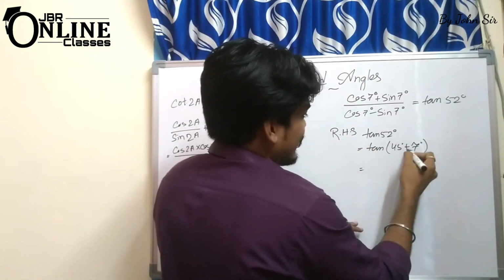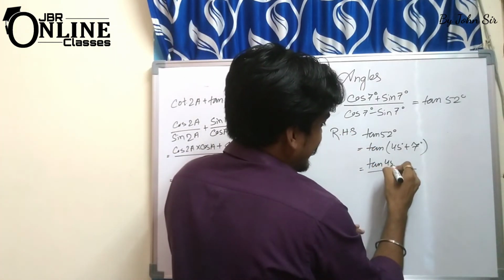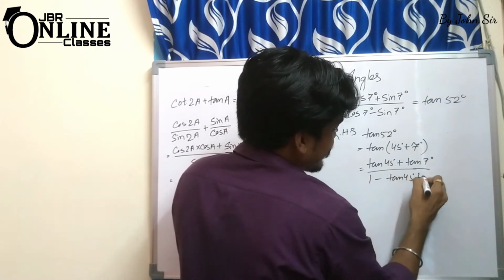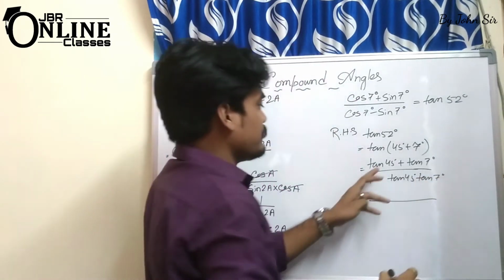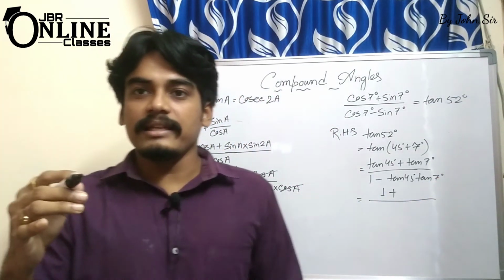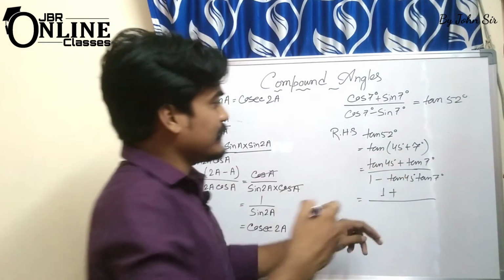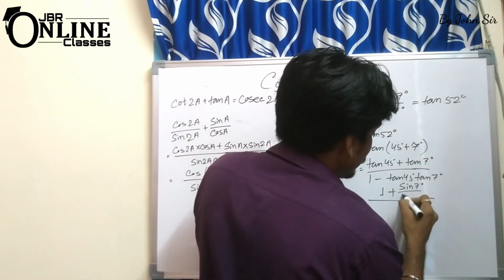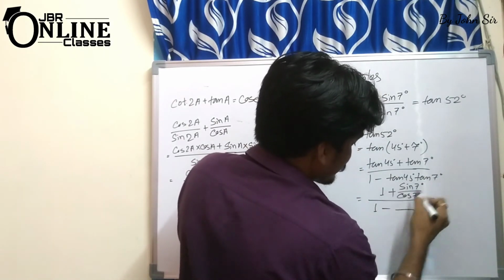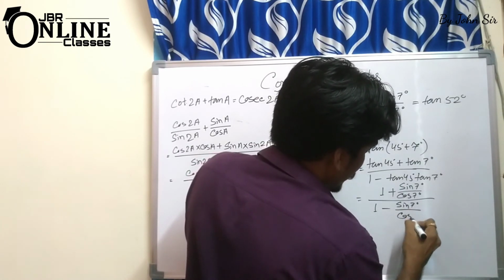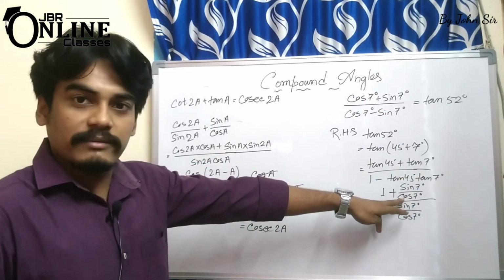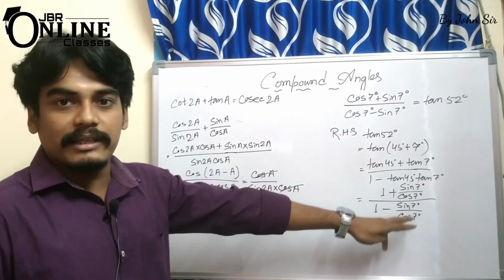So now you can apply here the tan(a + b) formula. The formula will be (tan a + tan b) divided by (1 − tan a tan b). Okay, as tan 45 means 1, you can write down here 1, and here tan 7. Now you know that tan θ equals sin θ by cos θ. So tan 7 degree means sin 7 by cos 7, and divided by 1 minus tan 45 also 1 times tan 7. So in the numerator 1 + sin 7 by cos 7, in the denominator 1 − sin 7 by cos 7.